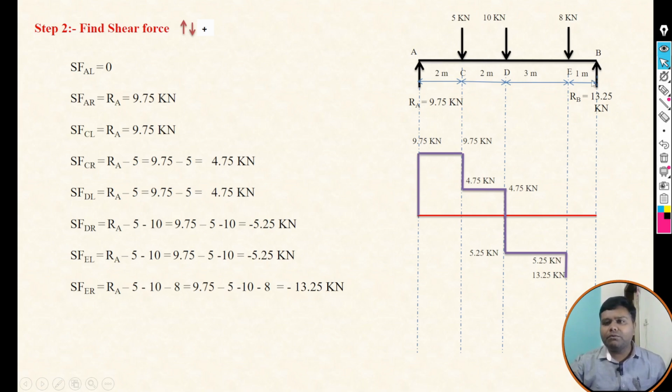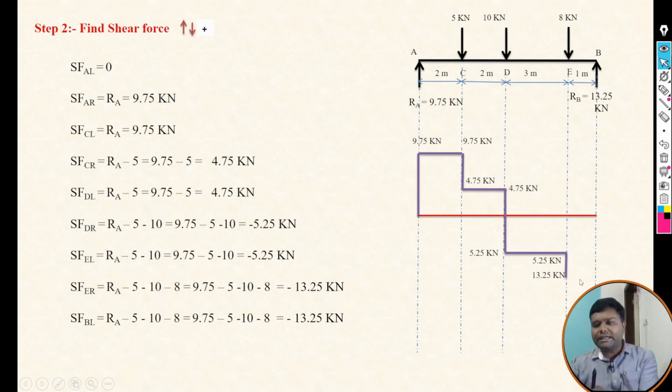Now B left. If you take the section on B left, again four forces are there. It means whatever equations we have considered over here, that equation is applicable to B left also. So it is the same, minus 13.25. It means that the shear force diagram is constant from E right to B left like this.